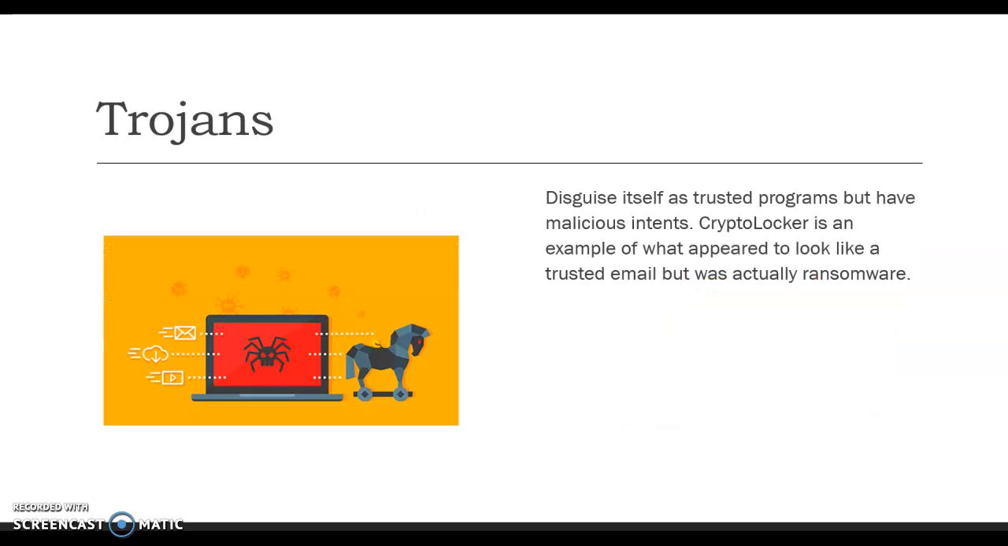Another type of virus is Trojans. Trojans disguise themselves as a trusted program, but they actually have malicious intent. A good example of this is CryptoLocker, which looked like a real, trusted, verified program, but once users clicked on it and downloaded it, it actually turned into ransomware. What is ransomware, you might ask?